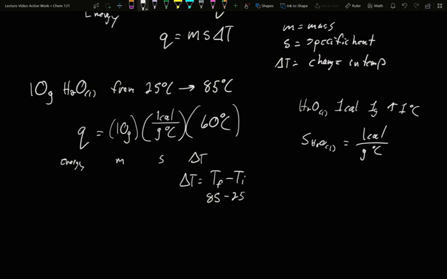So 10 grams, each gram needs to go up 60 degrees, and it takes 1 calorie for each gram to go up 1 degree. So 10 times 1 times 60, we're going to find that the Q here is 600 calories. To get this 10 grams of water to go up 60 degrees requires 600 calories of energy.